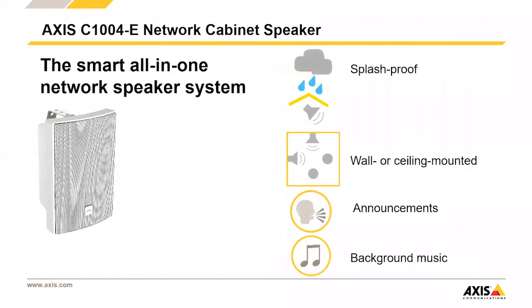So the C1004E network cabinet speaker is splash proof. You can install it outside, but you want to put it under an eave. It is not waterproof, so it needs to be protected. It's wall or ceiling mounted, so if you've got an open ceiling, you can strap it to one of the structures in the ceiling and have it firing down, or on the wall where a ceiling speaker doesn't make any sense or the client doesn't want that. It's good for announcements as well as background music.